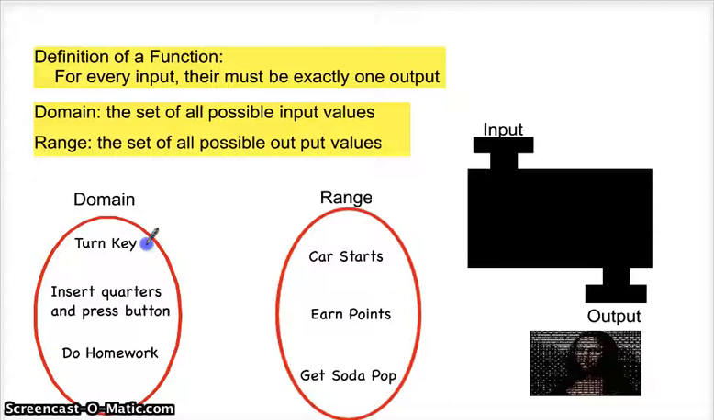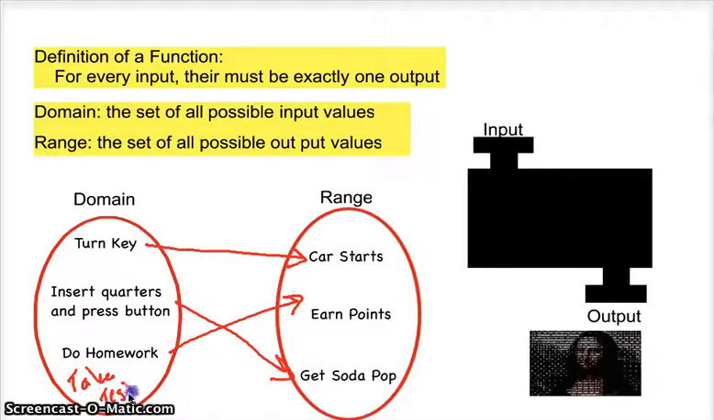So if you turn the key, your car might start. Or if you insert quarters and press the button, well, you might get a soda pop. And if you do your homework, well, you should earn points. Now you could also do other things like take a test, right? And those could also earn you points. Realize that this is still a function.